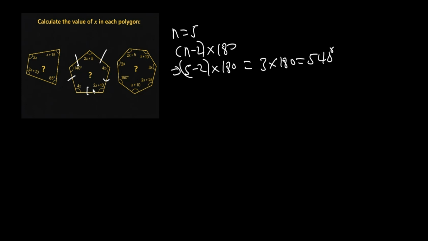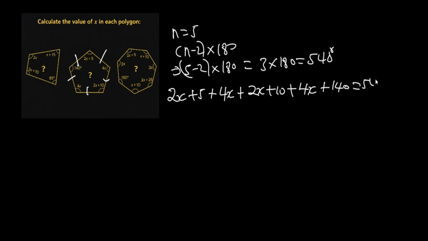Now we are going to sum everything in the diagram, and then we equate it to 540. So we have 2x plus 5 plus 4x plus 2x. Here when you're doing it, you have to be careful because you may omit a number or a letter. So here 4x and then 140, which should be equal to 540.